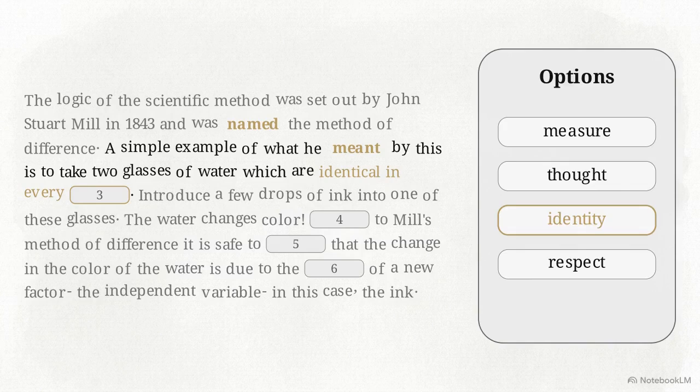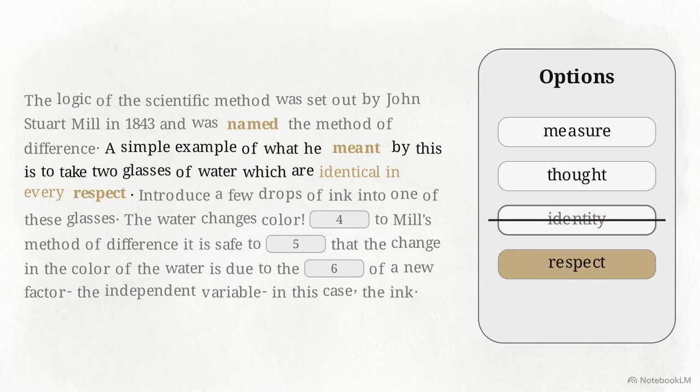The text says identical in every blank. You might see the option identity and think it fits because it shares a root word, but placing those 2 words together creates a redundant, clunky phrasing that native speakers avoid. To correctly express that 2 things are identical in every way, we need a specific idiom. The correct choice is respect, completing the phrase identical in every respect.